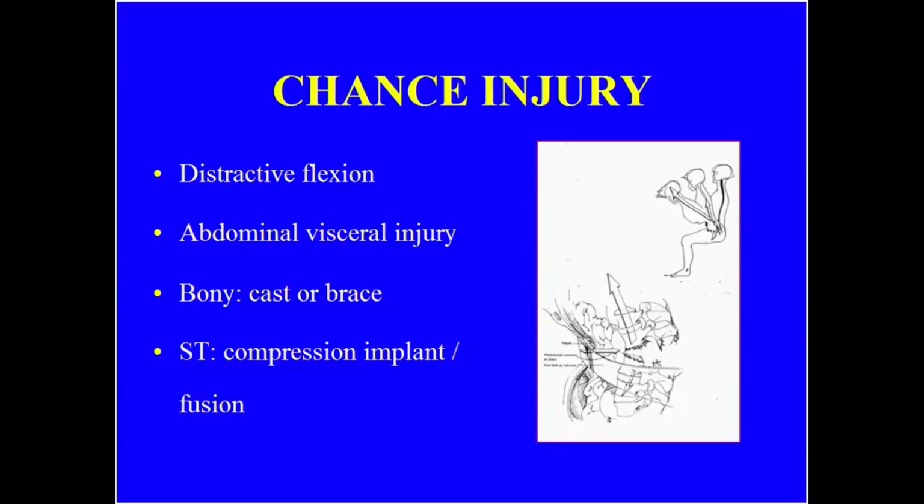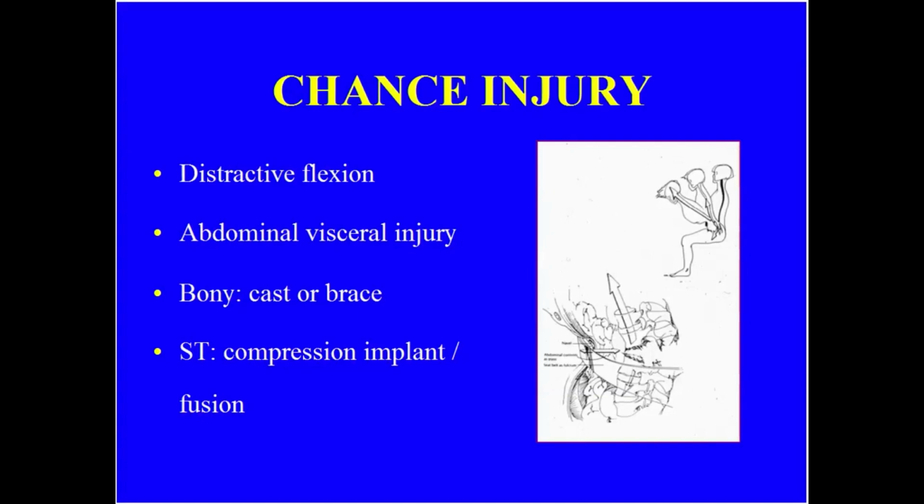Chance fracture is not that common an injury nowadays, but something very easy to write test questions about. The mechanism is so-called distractive flexion. You're flexing the lumbar spine, but distracting at the same time. Be aware of the associated risk of abdominal visceral injury, which is very high.